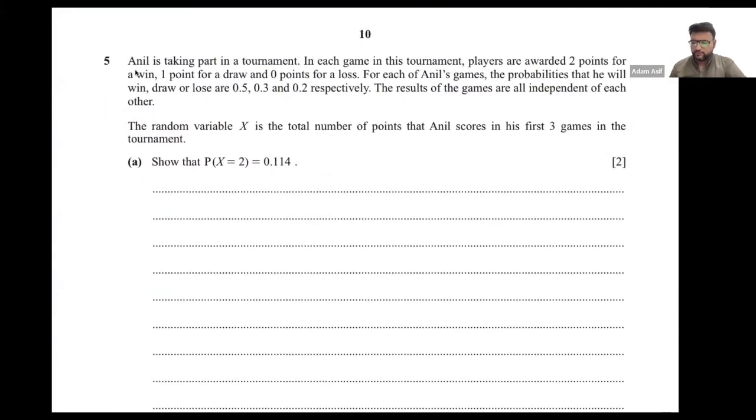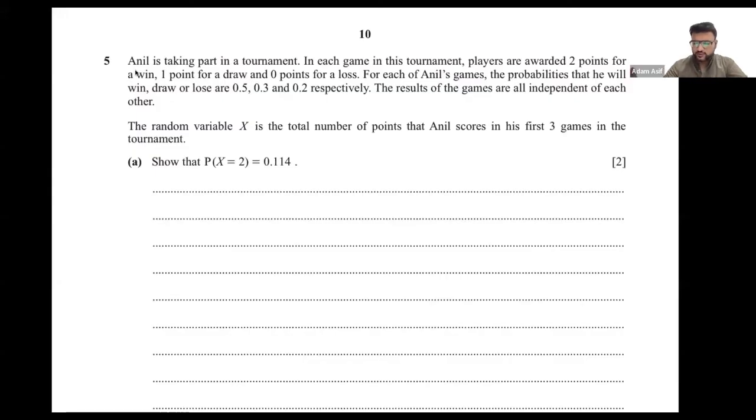Okay, question number 5. Anil is taking part in a tournament. In each game in this tournament, players are awarded 2 points for a win, 1 point for a draw, and 0 points for a loss. For each of Anil's games, the probabilities that he will win, draw, or lose are 0.5, 0.3, and 0.2 respectively. The results of the games are all independent of each other. The random variable X is the total number of points that Anil scores in his first 3 games in the tournament. Show that probability of X equals 2 is 0.114.